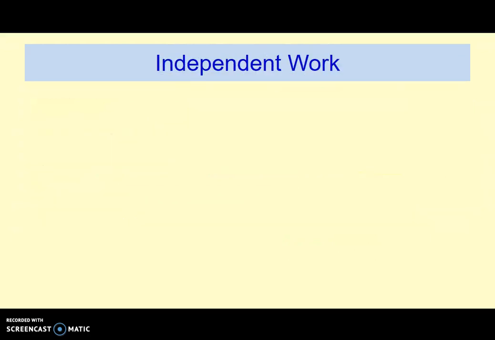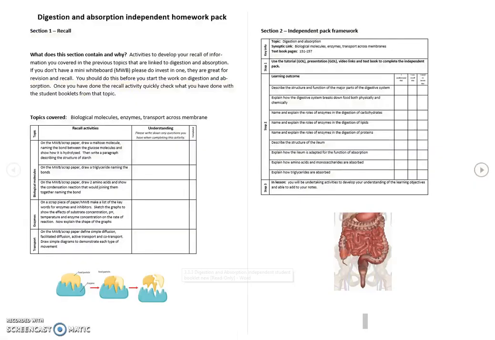Okay, so a few instructions just so that you're completely up to speed with what's expected of you. First of all, we would like you to do some recall activities. If you look on your student booklet, you can see that the first page is devoted to these recall activities. The idea behind this is for you to recall all the information from previous topics that are really linked to this digestion and absorption unit.